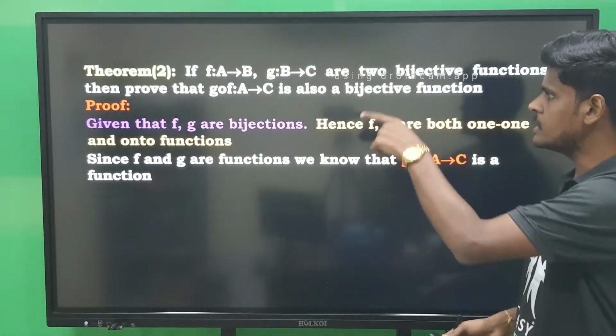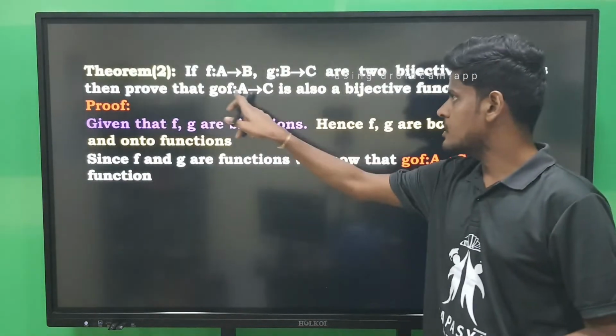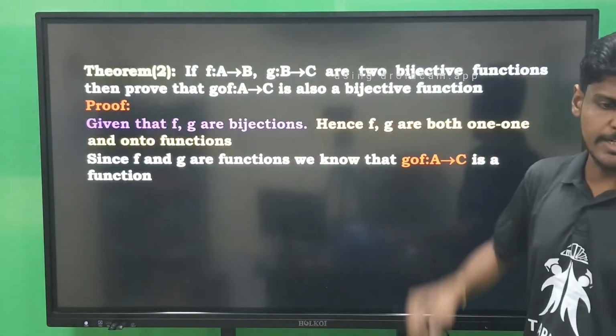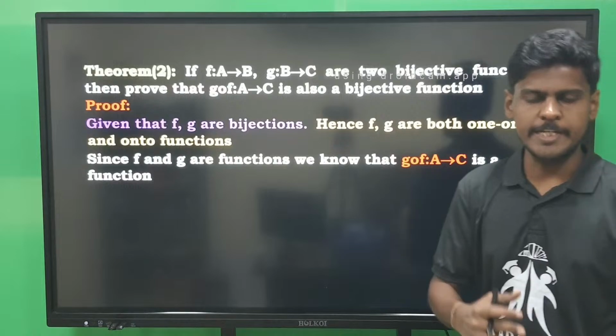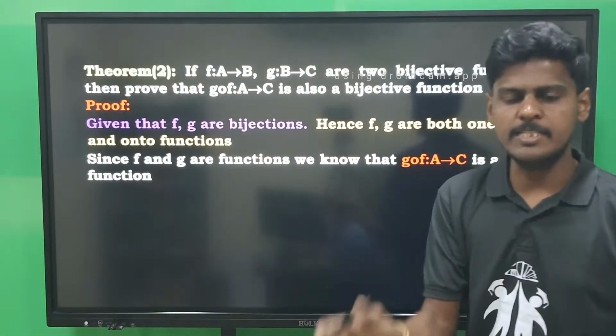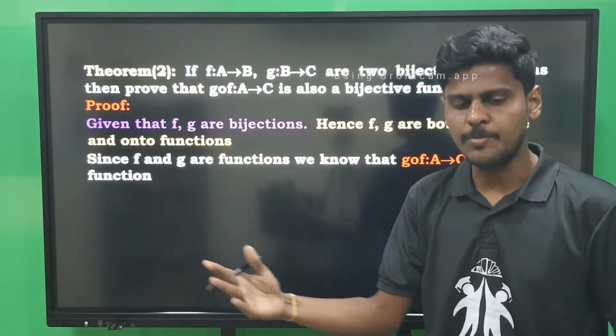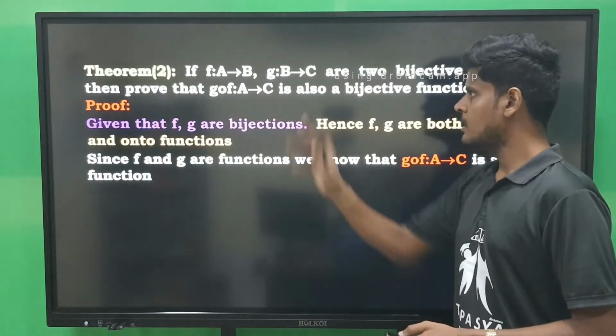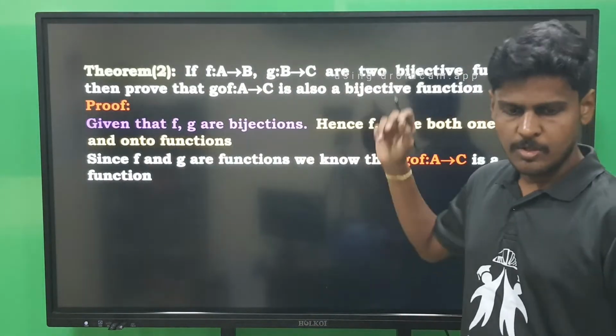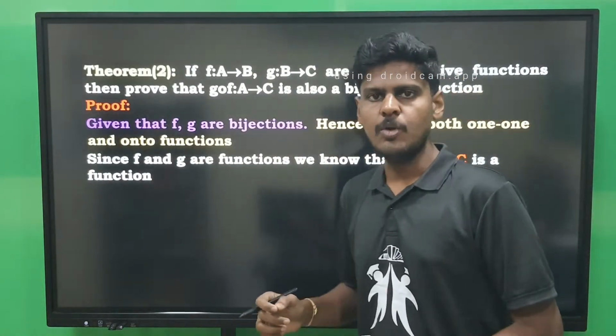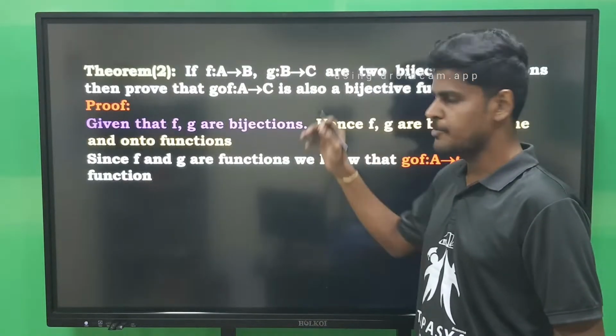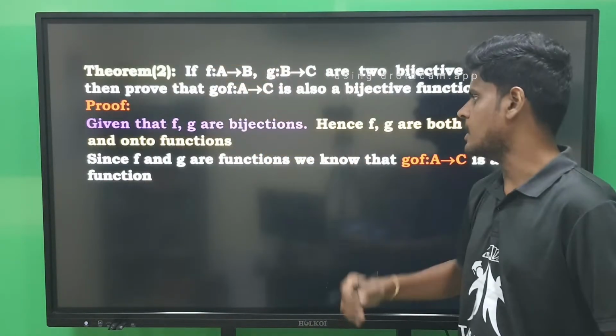First we will write what is g of f. We need to prove g of f is also a bijective function. That means first we should ensure if this is a function or not, and then check for the one-to-one property and onto property. It is as simple as that. So first we have to prove if this is a one-to-one function and onto function. Before that we should check if this is a function or not.